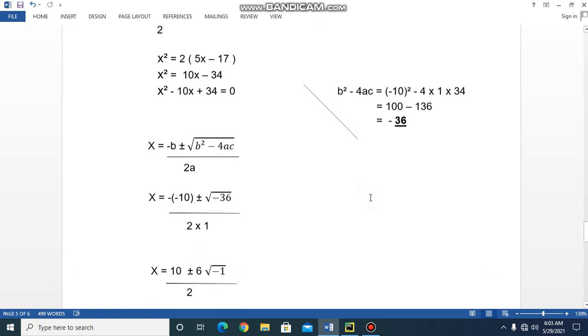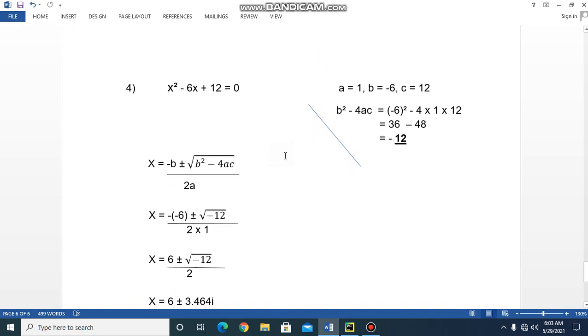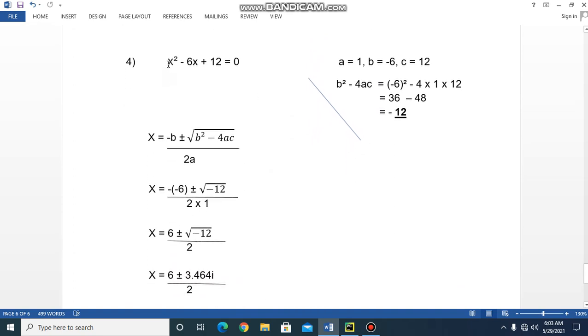Now this is another example where the discriminant is less than 0. Here we are having the value of a as 1, b as minus 6 and c as 12. So b square minus 4ac is minus 6 square minus 4 into 1 into 12, a and c. So you get 36 minus 48, that is minus 12.